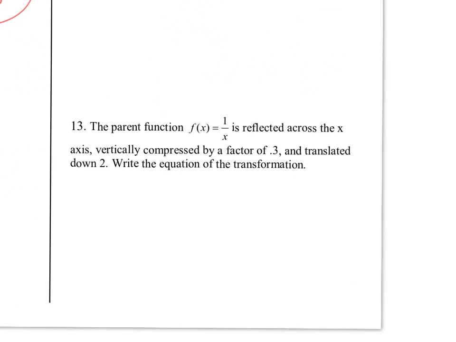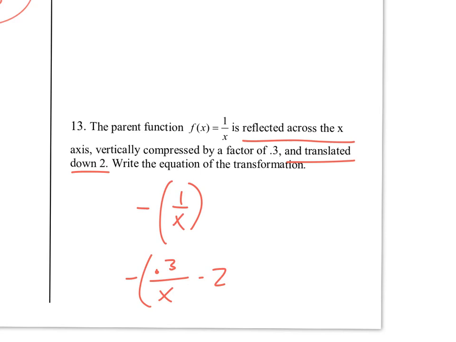The very last one, number 13. So we start with our 1 over x, and then we're doing some stuff to it here. We got reflecting across the x-axis, so we know we got a big negative out here. And then it says vertically compressed by a factor of 0.3, and that 0.3 is going to affect this number up top here. So now we've still got our negative there, but now we've got 0.3 up top. And then the last thing is translated down 2. So we know that down 2 is going to come out here.